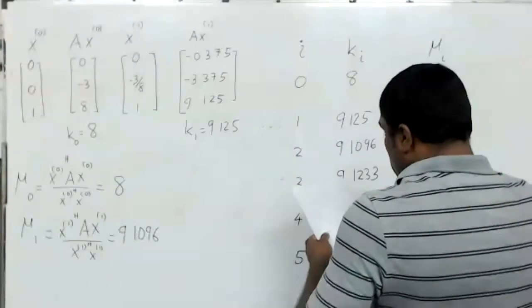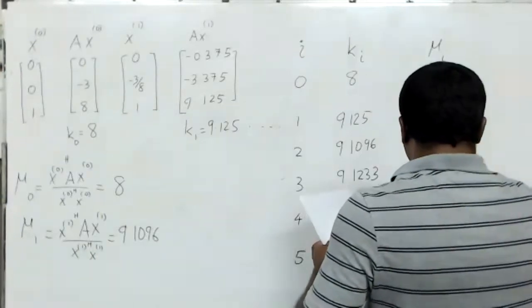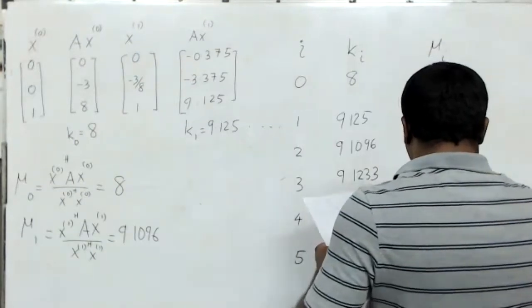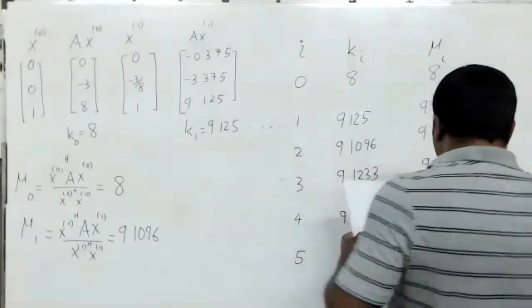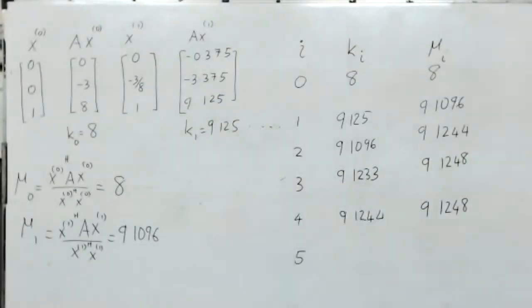9.1096, 9.1244. So these are the calculations. If I go 4 steps, I will get these values for the K's and mu's. K naught is 8, mu naught is 8. K1 is 9.125, mu1 is 9.1096, and then you can continue like this.